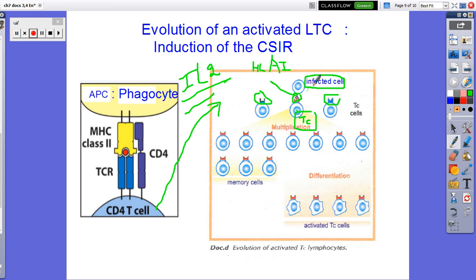So under these two conditions, the double recognition and interleukin 2, the TC involved undergo multiplication. It gives a great number of TC, the same clone having the same TCR specific for the complex of HLA and peptide. Some cells develop into memory cells that will be used later if the same antigen enters the body after a certain time, and the other cells are now effectors. They differentiate into effector cells. The TC becomes effector, so it acquires a new characteristic, which is cytotoxicity, or the capacity to kill.